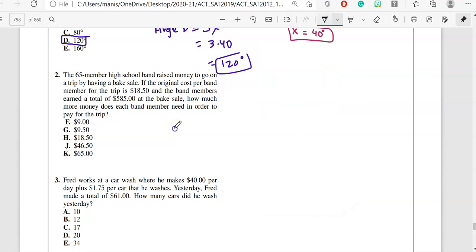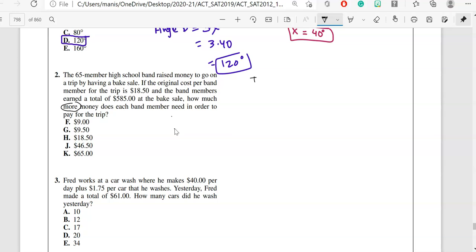The 65-member high school band raised money to go on a trip by having the bake sale. If the original cost per band member for the trip is $18.50 and the band members earned a total of $585 at the bake sale, how much more money does each member, I will circle this because this is a keyword over here, more money does each band member need in order to pay for the trip?